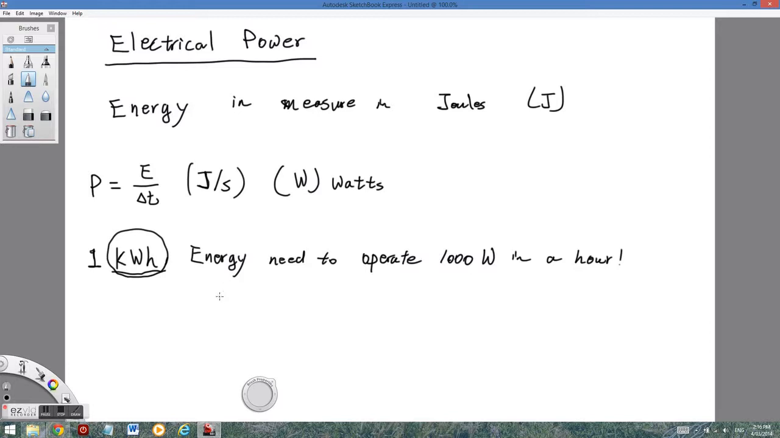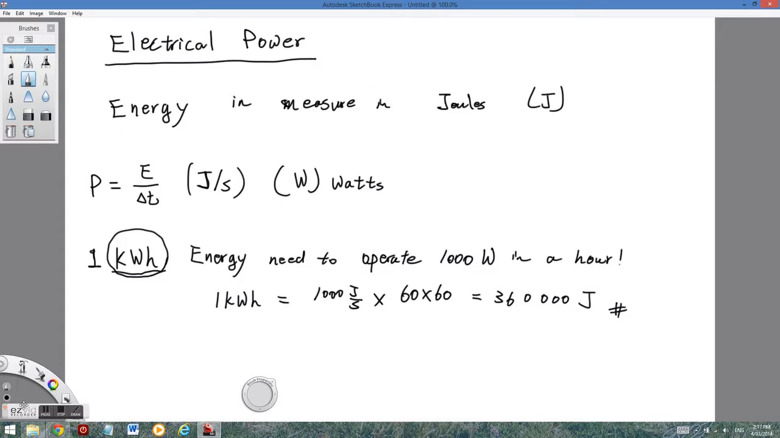So 1 kilowatt hour equals 1,000 watts, which is joules per second, times the number of seconds in an hour, which is 60 times 60. If you put it in your calculator, it will be 3,600,000 joules.